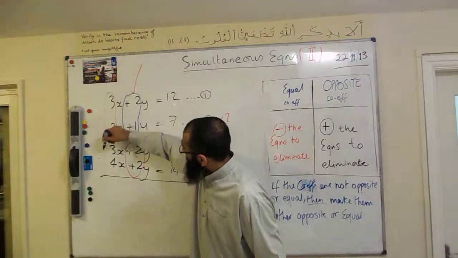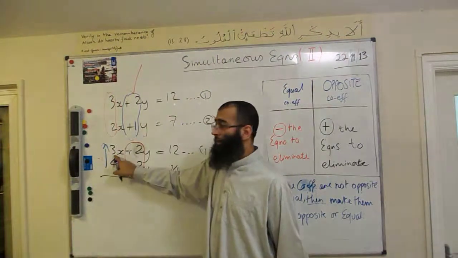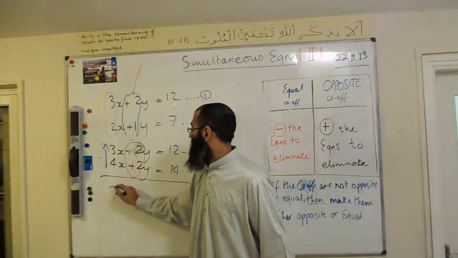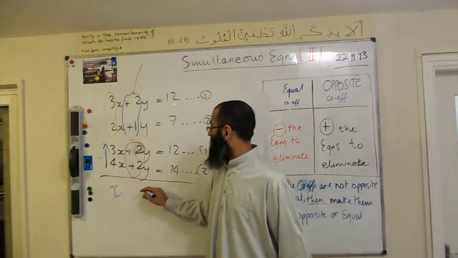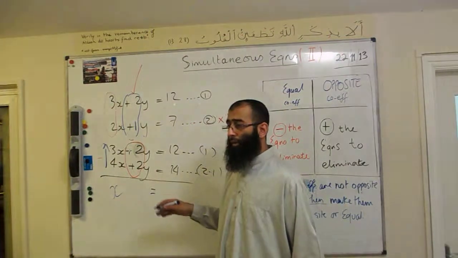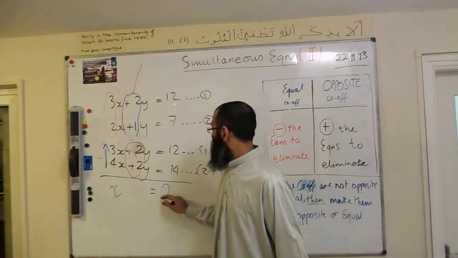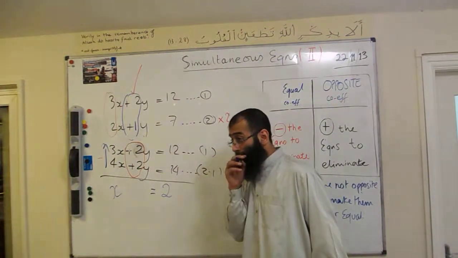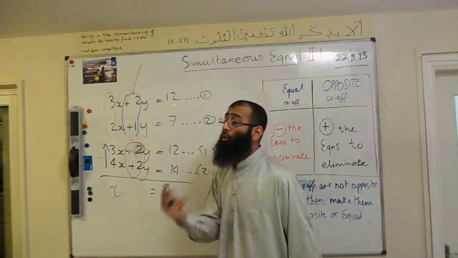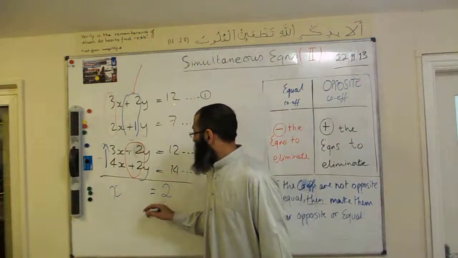So we are going to go upwards. So we have 4x minus 3x is equal to, Zishan? X. 2y minus 2y is equal to 0y. And we have 14 minus 12, that will give us 2. So we can take away upwards as well. Okay? But you got to keep one direction, you can't go up and down. Alright? Yeah? So x is equal to 2.